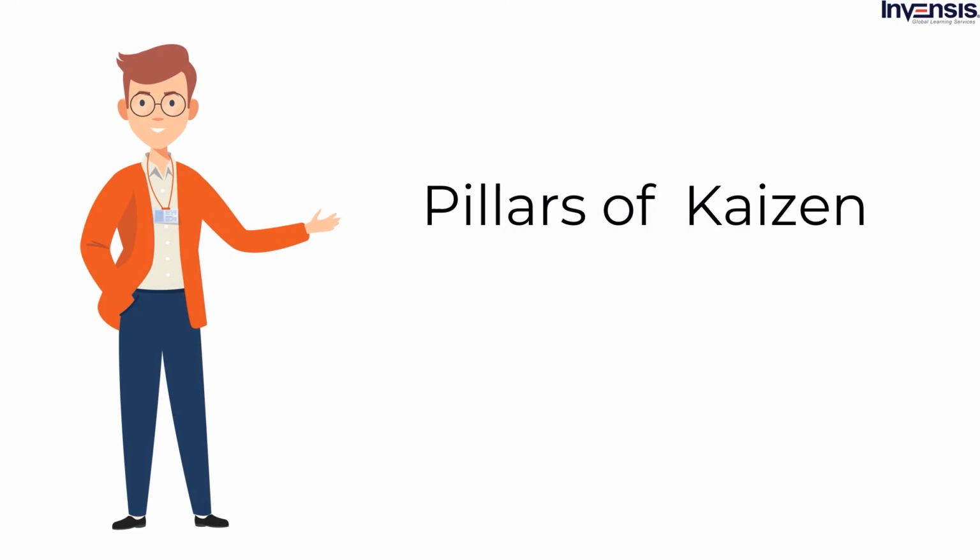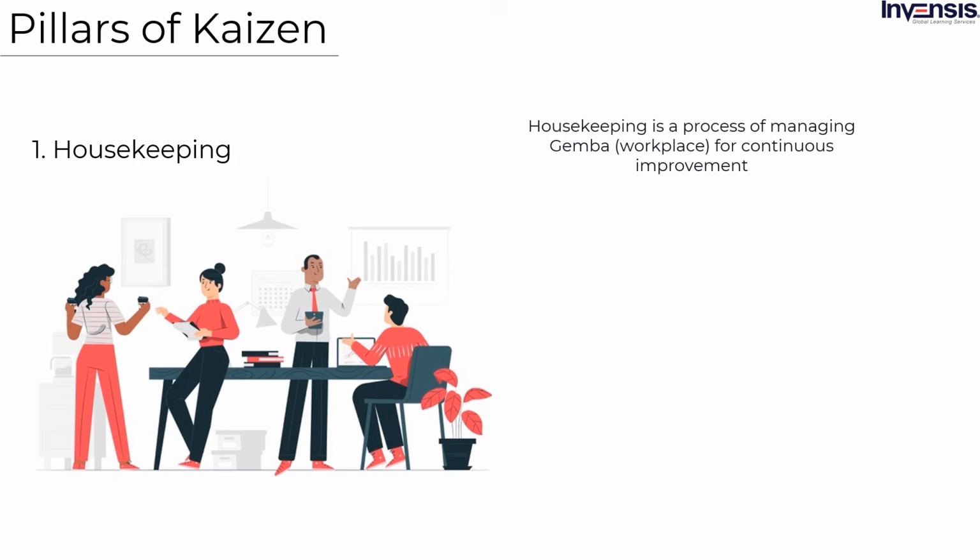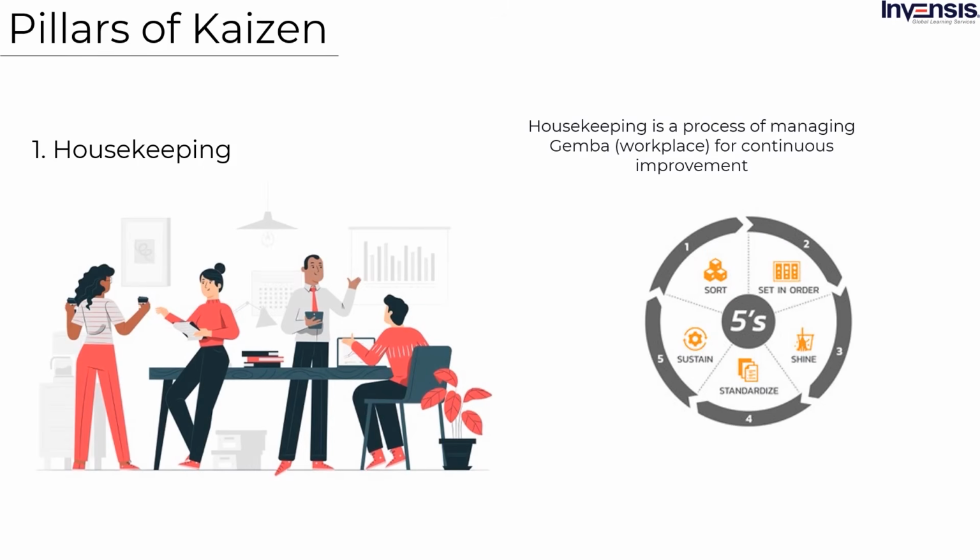After knowing the process of Kaizen, now let us see the pillars of Kaizen. According to Masaaki Imai, a Japanese expert in Kaizen management practices and philosophies and an organizational theorist, Kaizen is based on 3 pillars. Now, let us get to know about these pillars. The first one is housekeeping. Housekeeping is nothing but the process of managing gemba, a Japanese term for the workplace, for continuous improvement.